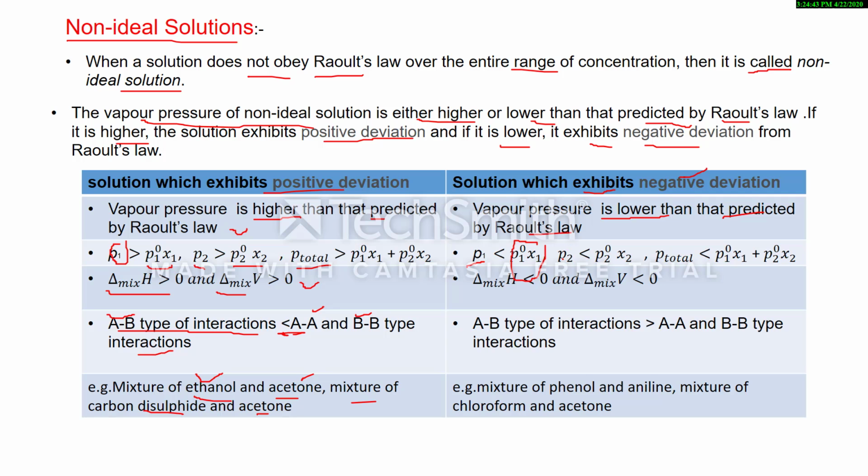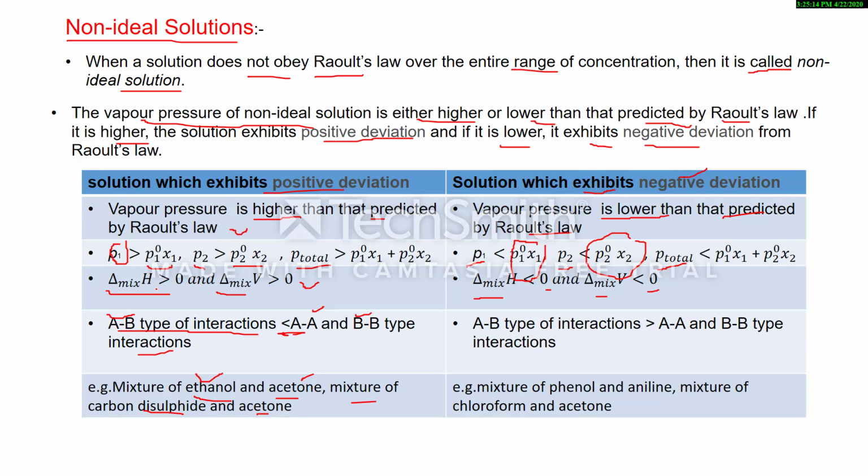In the same way, the partial vapor pressure of component 2 is less than the product of these two terms, and P total is less than the sum of P1 and P2 as predicted by Raoult's law. And delta H mixing is less than 0, that is negative, and delta V mixing is less than 0, that is negative. Now once again, try to understand these two terms.